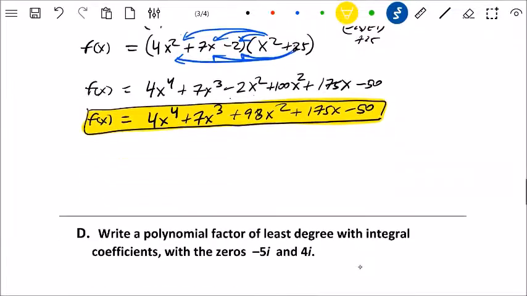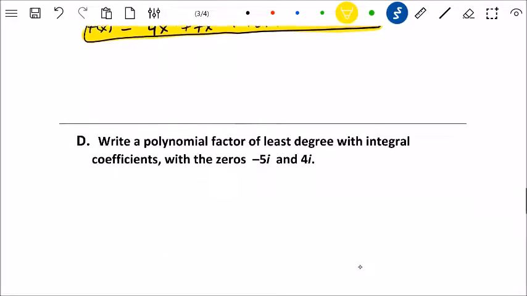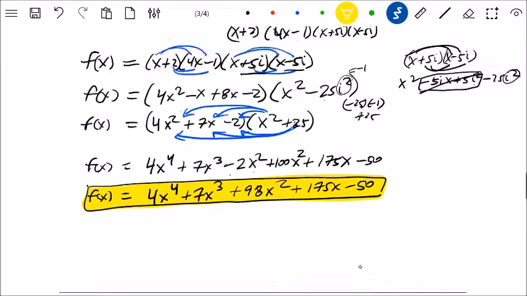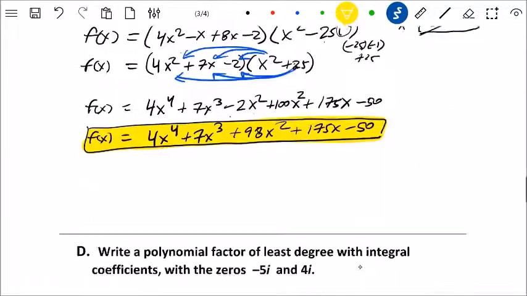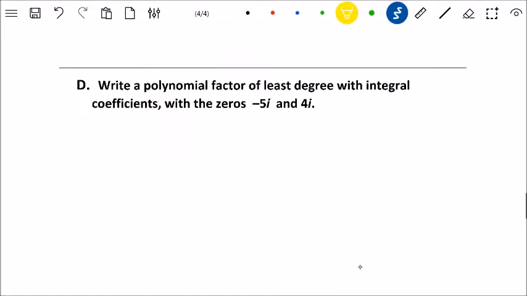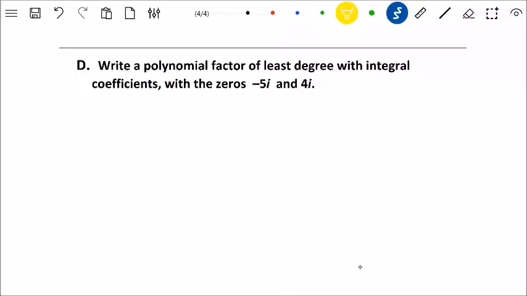So now let's do another one. So this one showed us the 1/4 and the -5i and +5i. Now here's an interesting one because we have two sets. We have -5i, which means we have to also include 5i. We have 4i, so we have to include -4i. So let's set up all four of them.